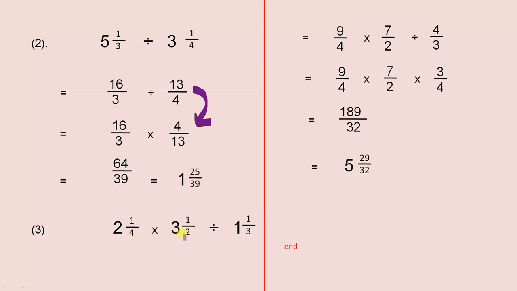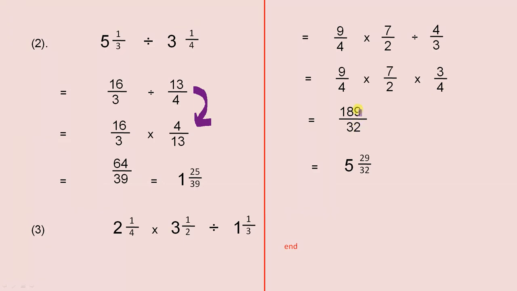2 1/4 multiplied by 3 1/2 divided by 1 1/3. So we go from here up to here, where all we've done is we've written all those down as improper fractions. Over here, we change the division sign to a multiplication sign and make the 4/3 to 3/4. Multiply the numerators together to get 189. Multiply the denominators together to get 32.